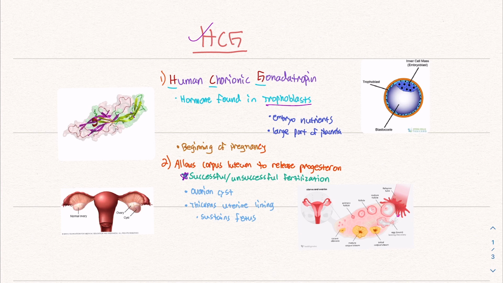HCG is a hormone found in trophoblasts. Now, this structure provides the embryo's nutrients, and in the future will be a large part of the placenta. So this is a very important structure. HCG is released at the beginning of pregnancy. Now let's learn a little bit more and dive a little deeper. So this allows for this structure called the corpus luteum to release what's called progesterone.